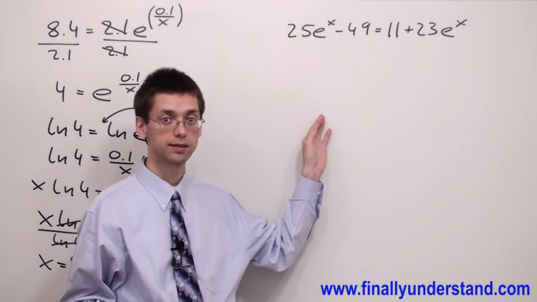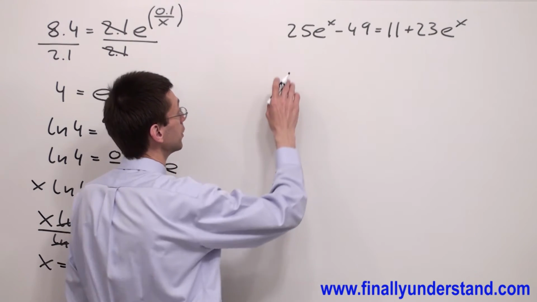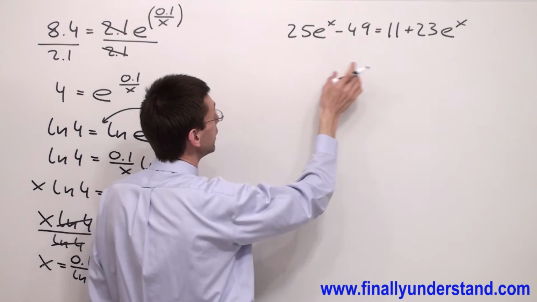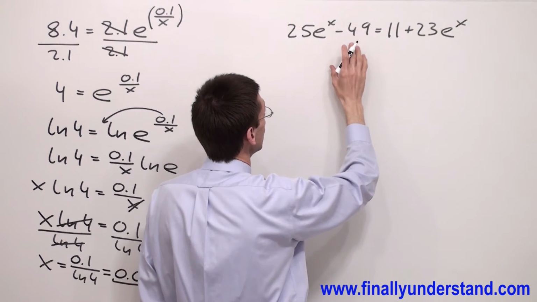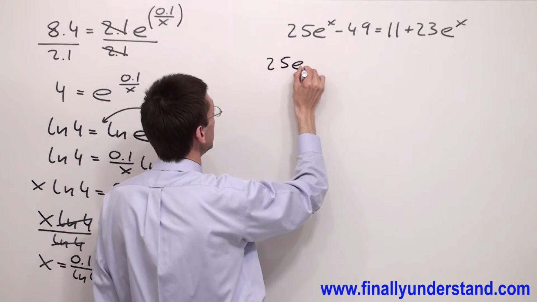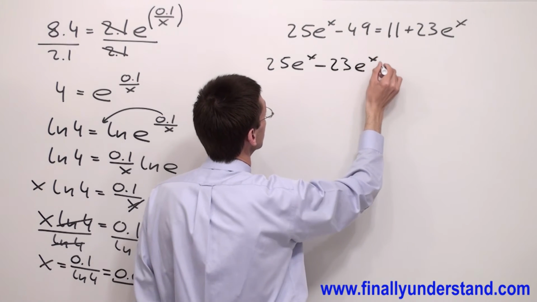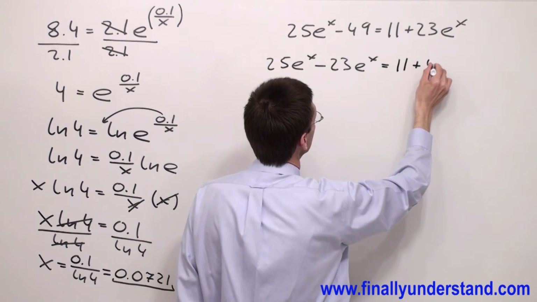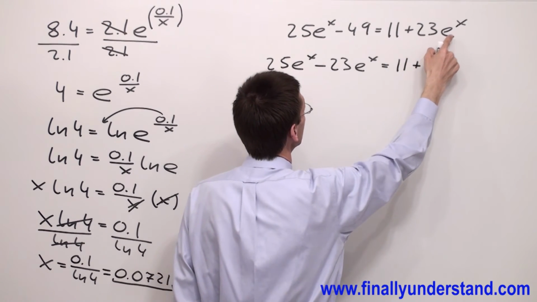Let's take a look at the second example. This time we're supposed to collect the like terms. We're supposed to combine the like terms. So on the left side, I'm going to collect all terms which contain e, and on the right side, I'm going to collect all numbers without e. So I have 25e to x minus 23e to x equals 11 plus 49. I moved positive 23e to x to the left side.